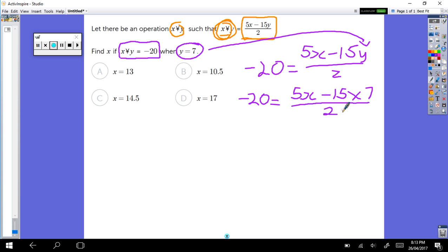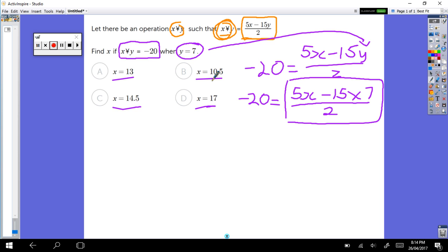You can do this one of two ways. You can guess and check. Try different values of x. You've got 4 different values of x in the multiple choice, so you could plug these into your calculator. I think this was a calculator question, so you could pop each of these in, like do 13 first for x, see whether this side equals minus 20, and if it doesn't, then it can't be A. Then you go through and find the 10.5, 14.5, and 17, until you find a value where the right-hand side equals minus 20, because that's what you want.